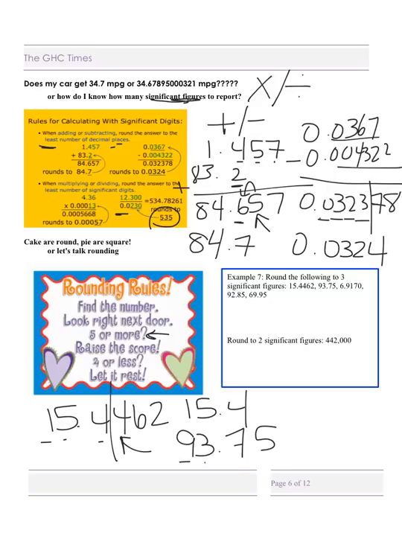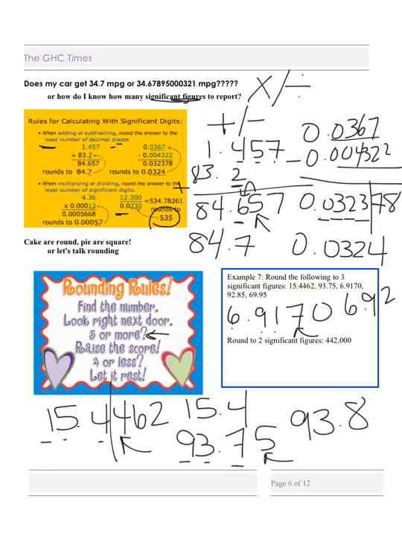93.75. 1, 2, 3. Look right next door. 5 or more, raise the score. 93.8. Next, 6.9170. 1, 2, 3. Look right next door. 5 or more, raise the score. 6.92.